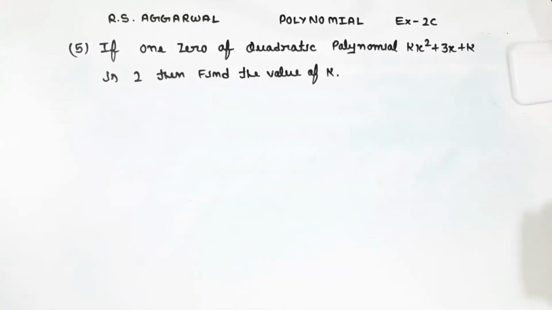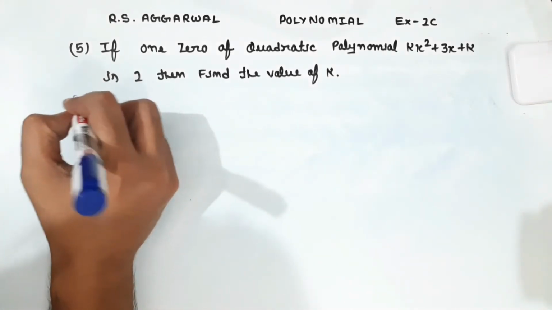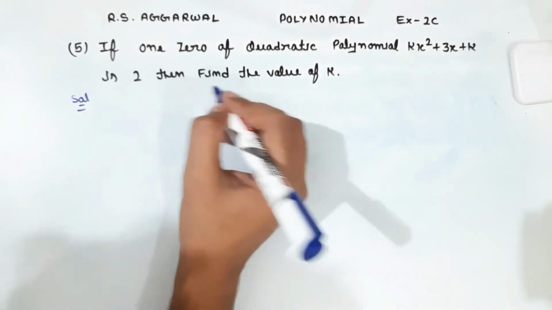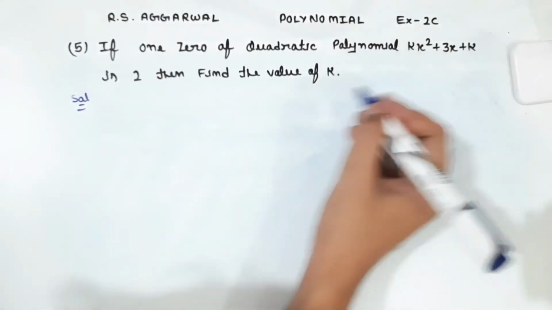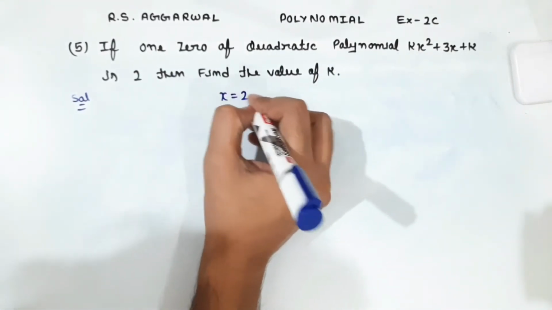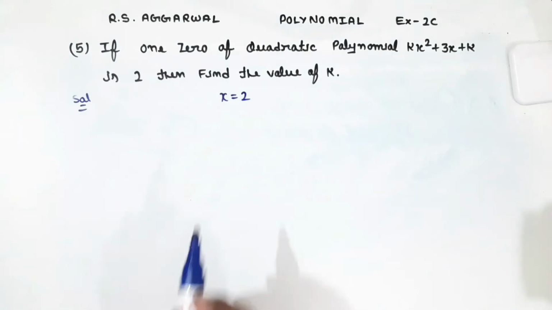R.S. Agrawal, chapter Polynomial, exercise 2C, question number 5. In question number 5, he is saying if one zero of quadratic polynomial kx square plus 3x plus k is 2, then find the value of k. We have given that 2 is the zero of given polynomial. So x equals to 2 is zero of given polynomial.